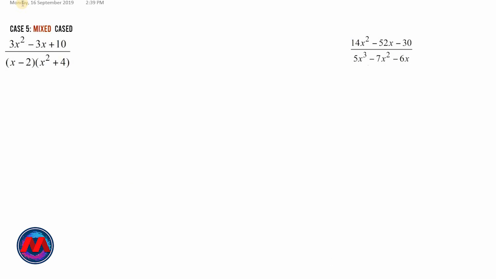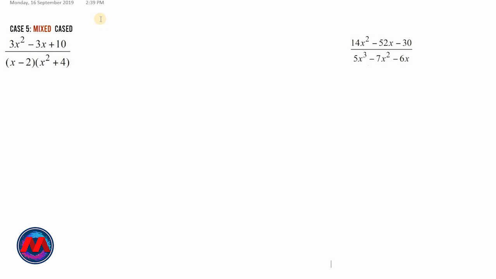So, case 5. Case 5 na tayo, guys. Wala naman talagang case 5. Gusto ko lang gumawa ng case. Okay. So, case 5, mixed cases. Dito sa mixed cases, ito yung mixture ng case 1 tsaka case 2.